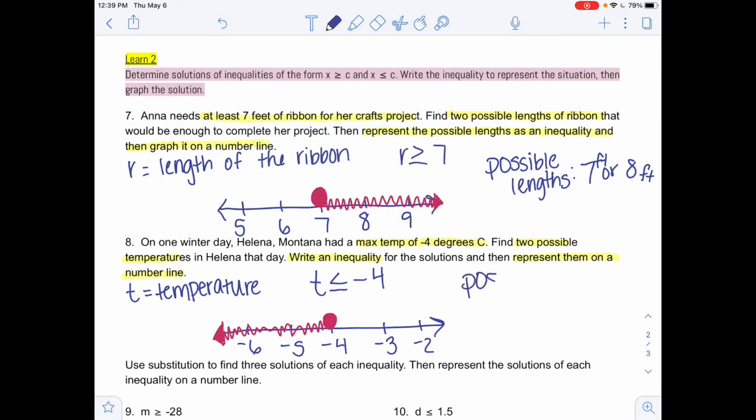Okay, so possible temps could be -5 or -6. We could also use -4. We could do -4.5. Doesn't have to be whole numbers every time. Anything in between, which also includes fractions and decimals, would be included as well.